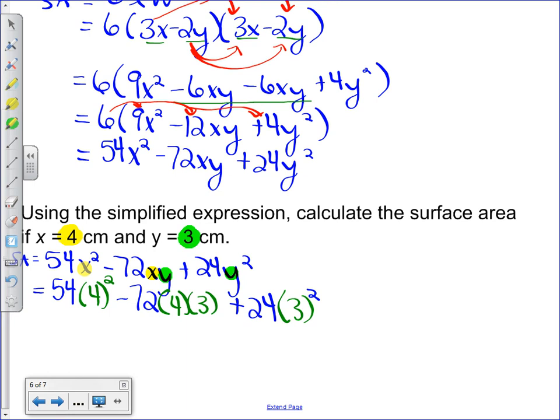What do I get? Nick? Can I get someone to confirm? Nathan, what'd you get? What? 16? I don't know what the answer is. 54 times 4 squared minus 72 times... 216 centimeters squared. Good job, Nathan.